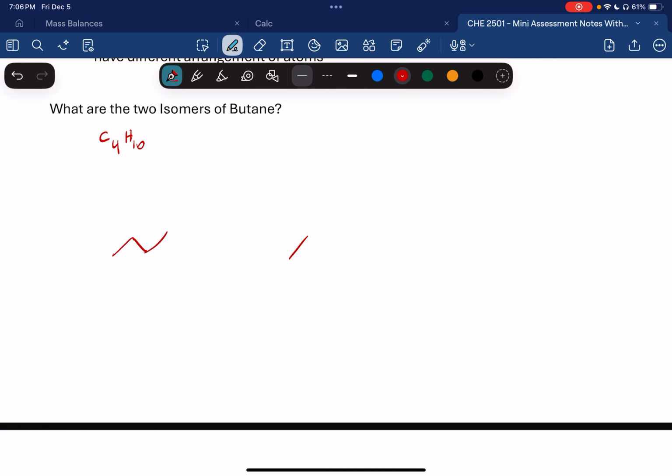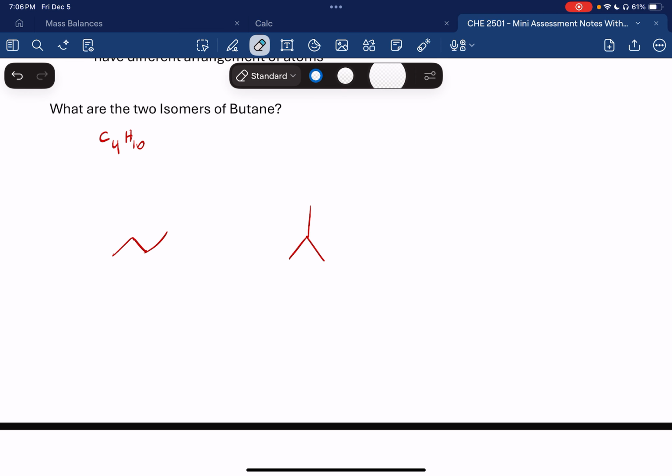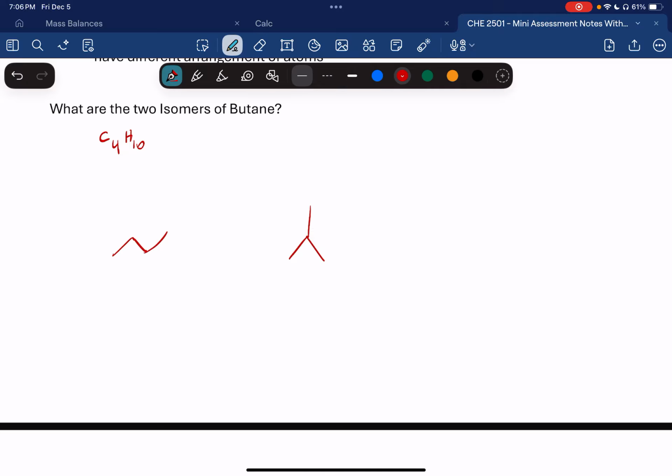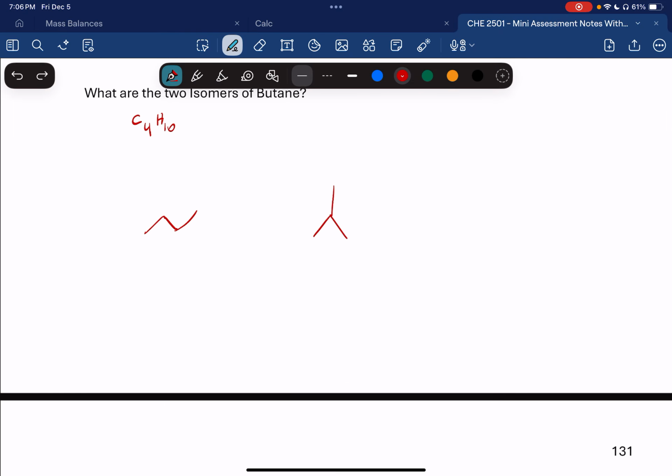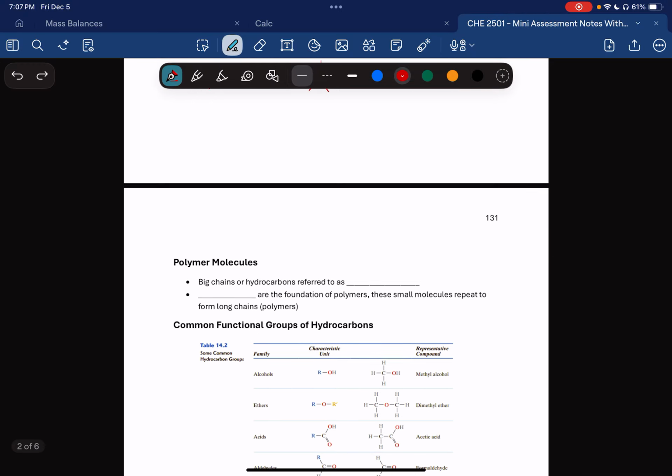So that will look like this. As you can see, there are still four carbons, but it is drawn in a different way and will have a different name, even though the formula is the same. So this would be 2-methylpropane, but yeah. So those are isomers.